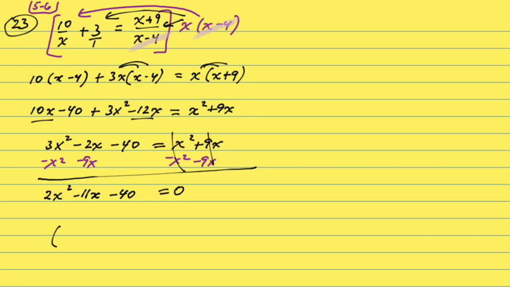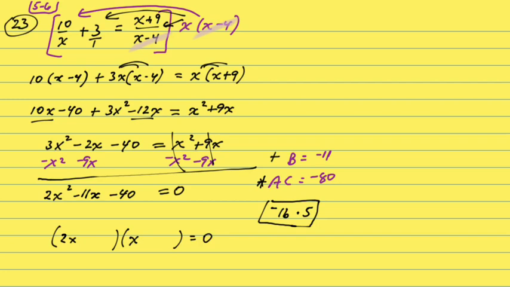Now, to factor this, you're going to have a 2x times an x. A times c appears to be 2 times negative 40, which is negative 80. And b is negative 11. So I want it to multiply to negative 80 and add to negative 11. 16 and 5 differ by 11 and they multiply to 80, but I want it to be negative 80. So negative 16 and 5. They multiply to negative 80 and add to negative 11.